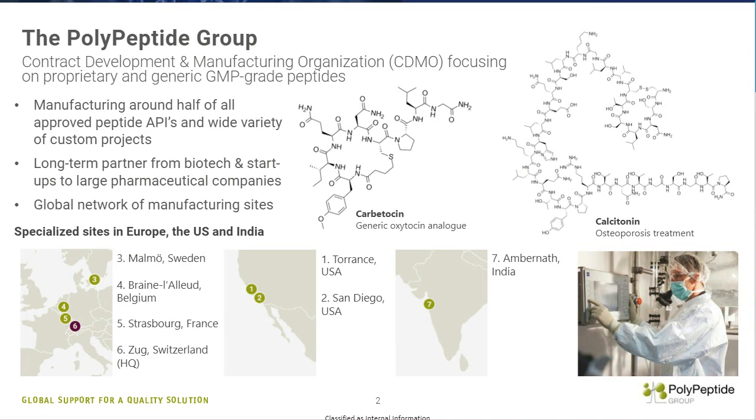Before I get into the science, I'd just like to quickly say a little word about who PolyPeptide are. PolyPeptide are a contract development and manufacturing organization specialized in the production of peptides. PolyPeptide produce around half of all of the approved peptide APIs currently on the market. We're also involved in the production of generics and also oligonucleotides. I've shown a few of the peptides that we produce in generics on the right-hand side of the slide here.